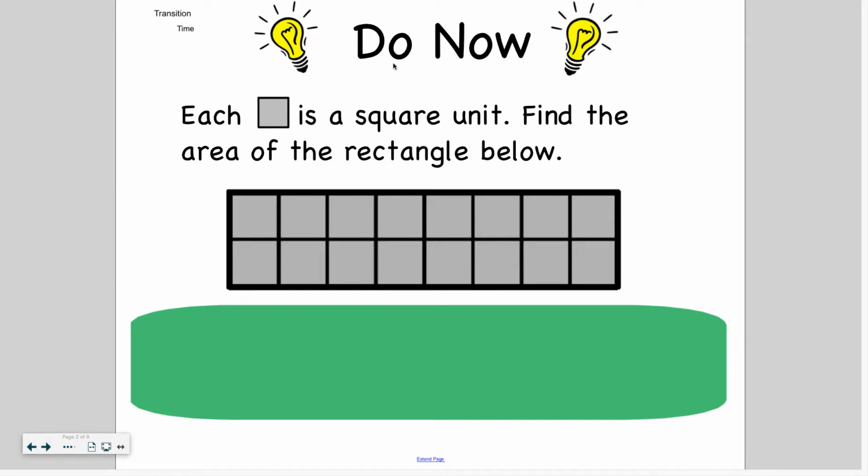So yesterday we just started module 4, learning about area and perimeter. So we're going to do a quick review now to see what you remember. Each square unit, or each box, is a square unit. Find the area of the rectangle below. So go ahead, pause the video and solve for this.